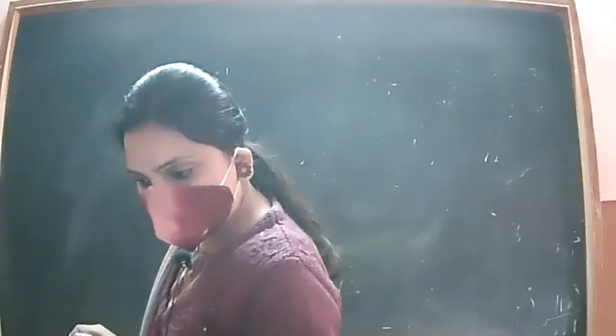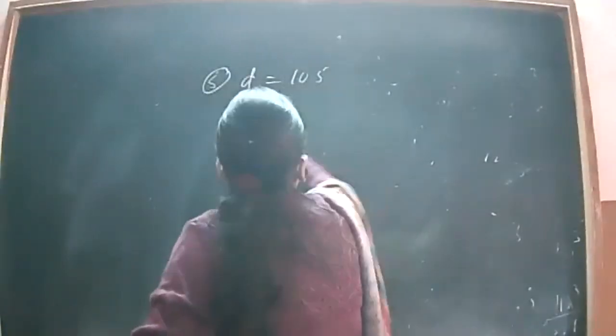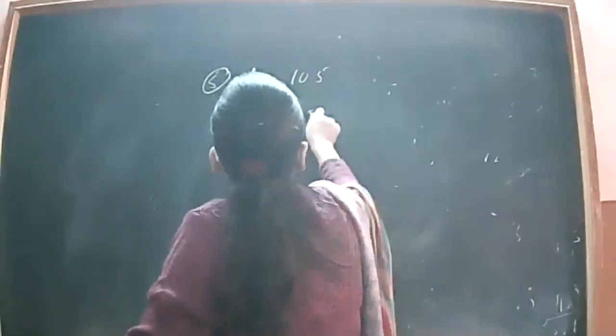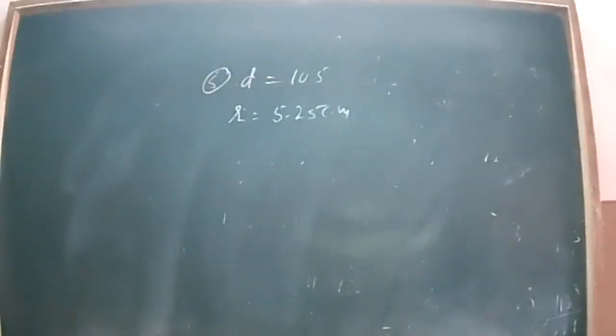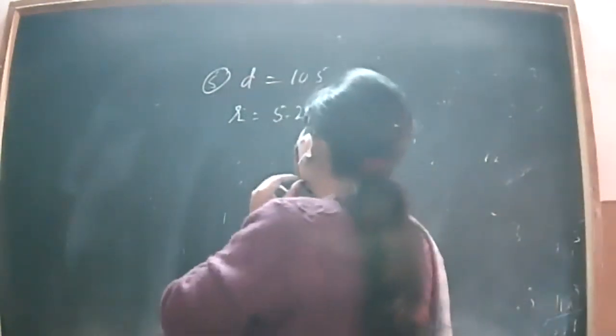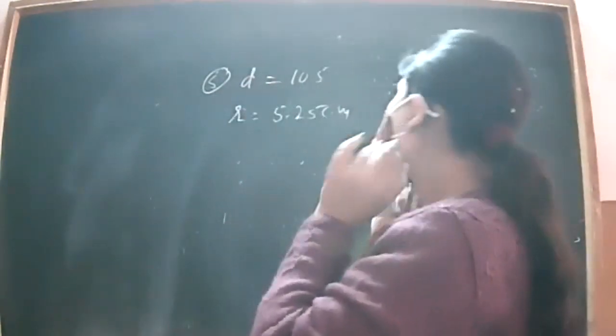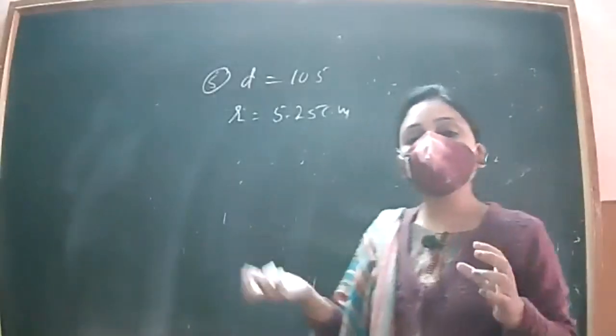We have diameter equal to 10.5 and radius equal to 5.25. Diameter is 10.5 and radius we have 5.25, half. How much quantity of milk will it contain?